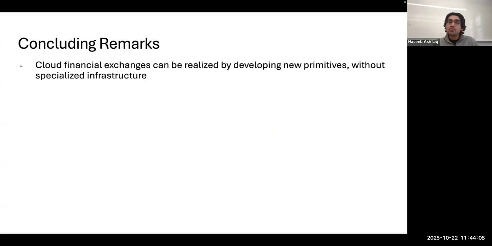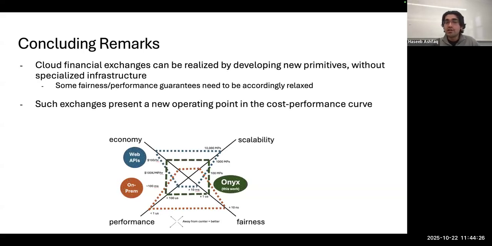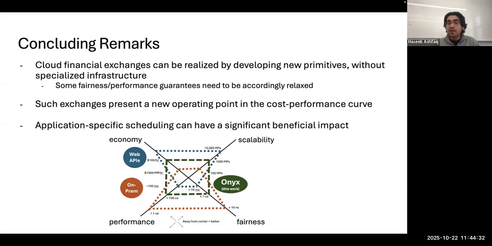So, concluding remarks: cloud financial exchanges can be realized by developing new primitives without specialized infrastructure, and clock synchronization is very helpful in developing such new primitives. Some performance and fairness guarantees need to be accordingly relaxed. Such exchanges present a new operating point in the cost performance curve, as we discussed, and application specific scheduling policies can have a significant beneficial impact while preserving fairness. And as we discussed, where is the room for doing scheduling if we have to preserve fairness?